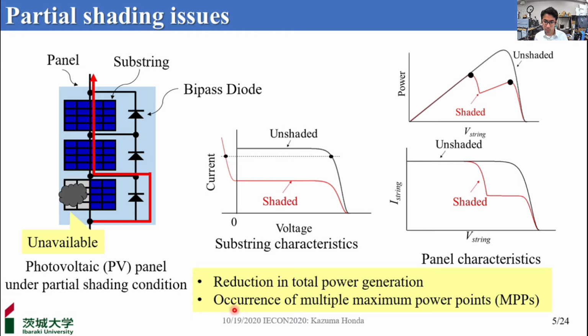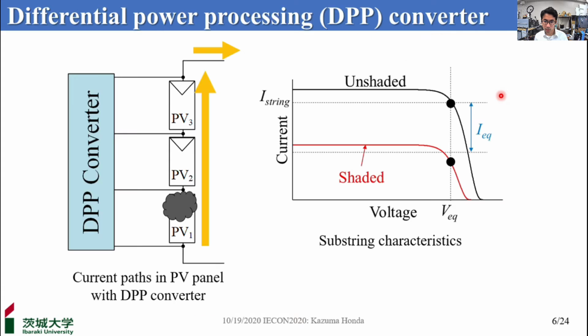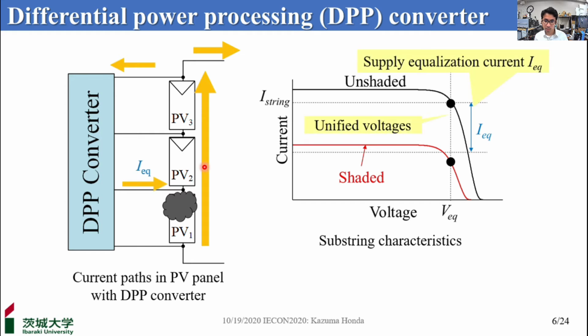Second, partial shading brings on multiple maximum power points as each substring characteristic is unbalanced. Currents of MPPs are likely to be an obstacle to ordinary MPP tracking. To address partial shading issues, various kinds of differential power processing converters or voltage equalizers have been proposed and developed. The DPP converters transfer a fraction of the generated power of unshaded PV substrings to shaded ones by supplying equalization current, so all substring characteristics are virtually unified. Thus, the partial shading issues are precluded.